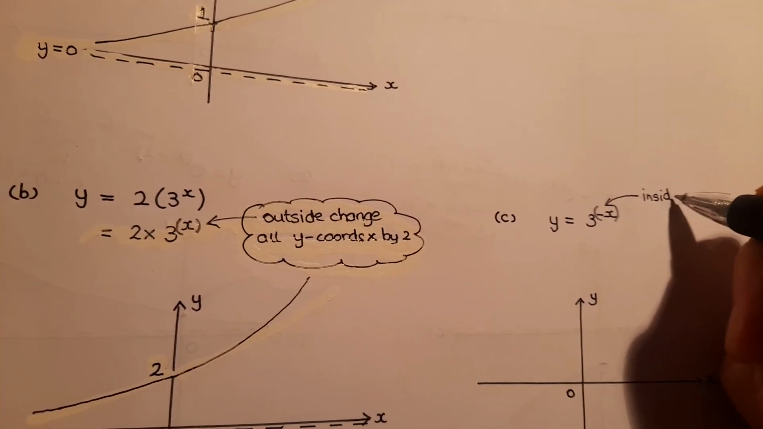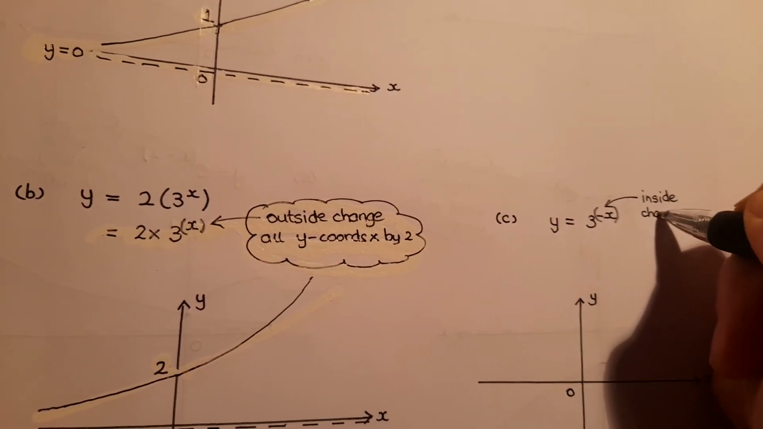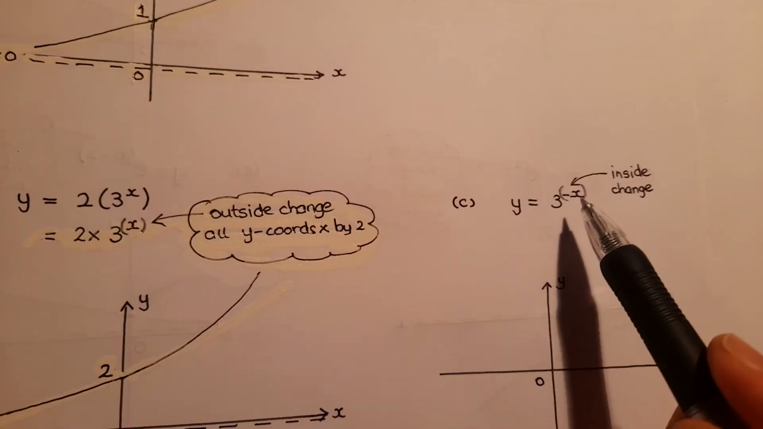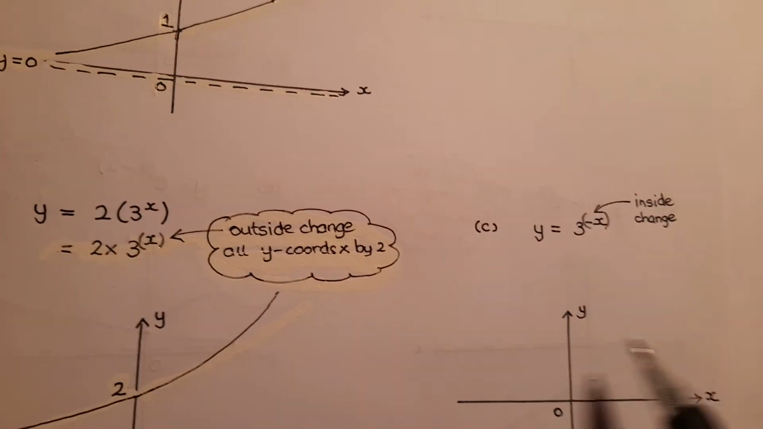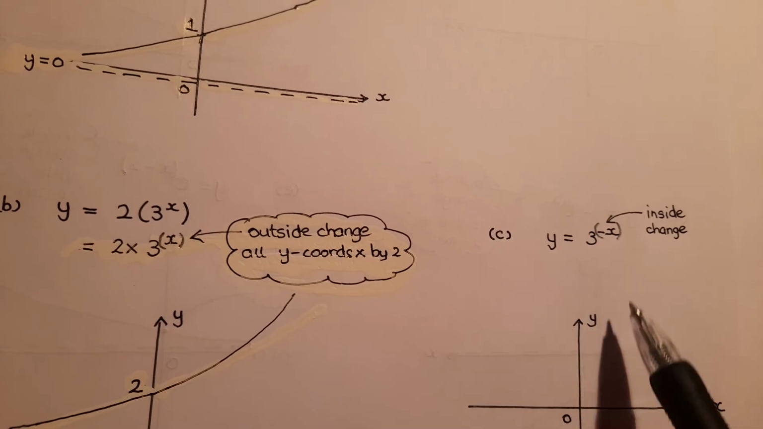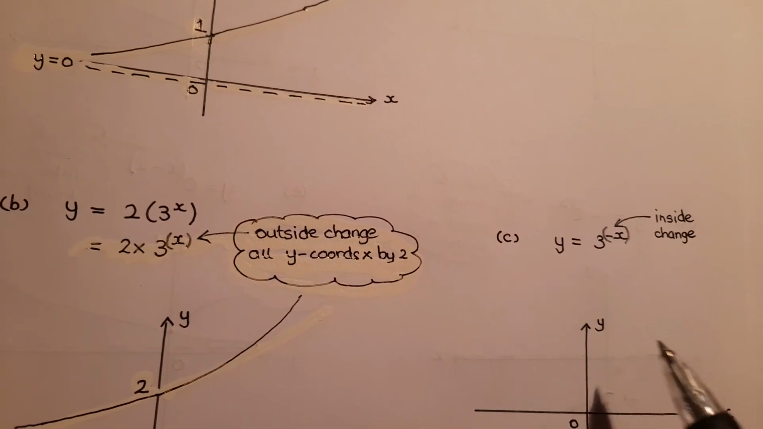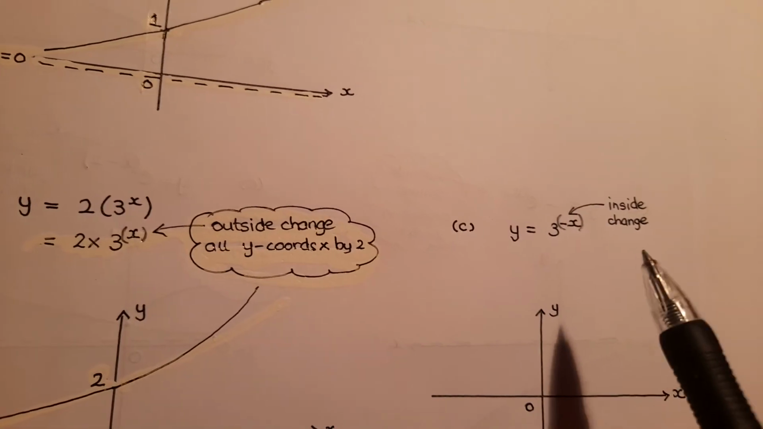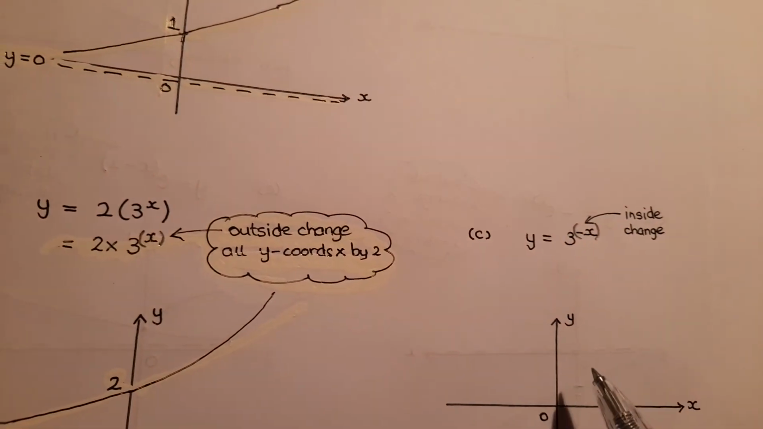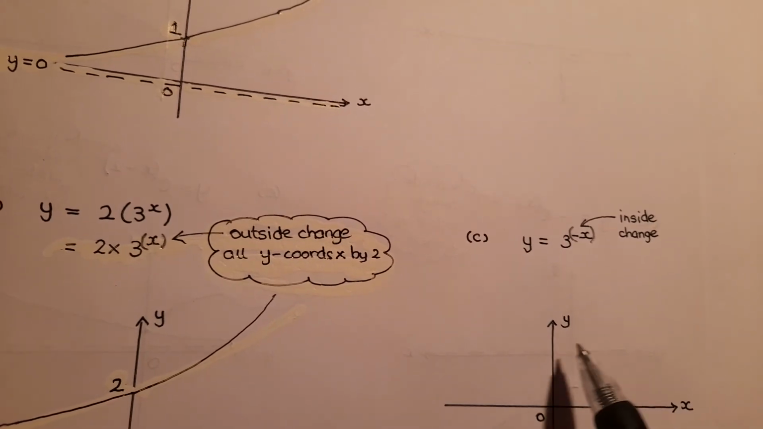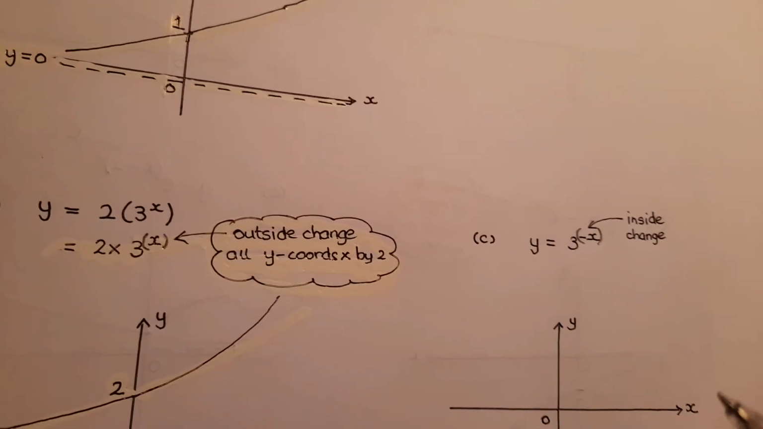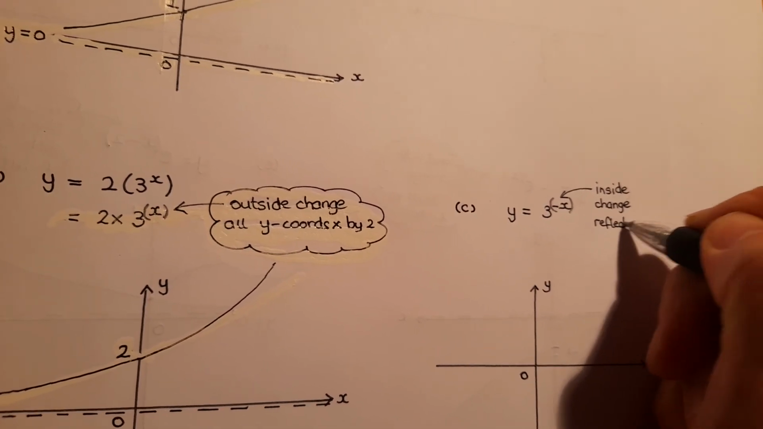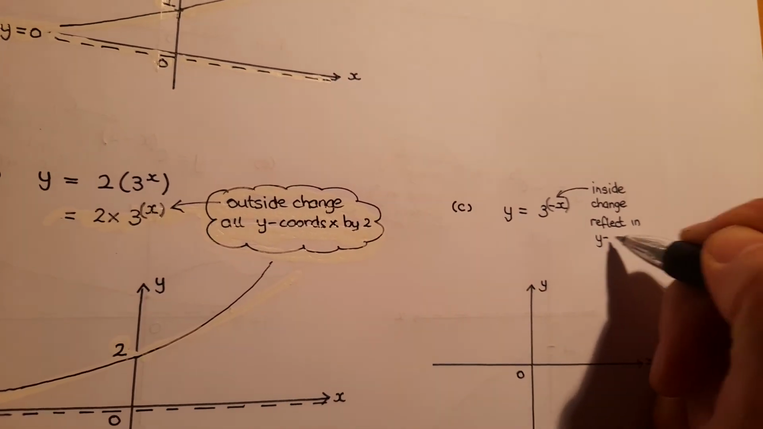And you know from before that an inside change means only the x coordinates of the original graph change. Now, the only way the x coordinates will change here when it's negative x is when you reflect the graph in the y-axis. So remember, if the negative is inside, it's always a reflection in the y-axis, because when you reflect any point in the y-axis, it's only going to be the x coordinate that's going to change. So we reflect in the y-axis.